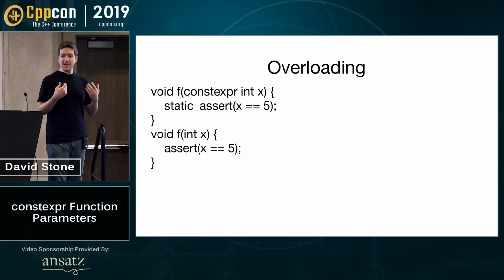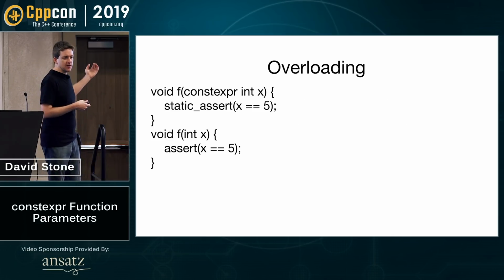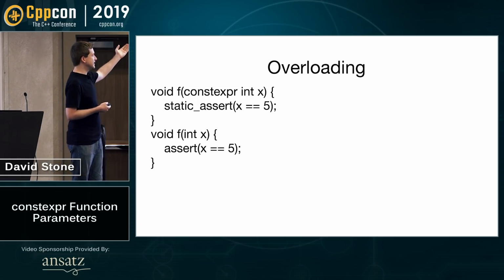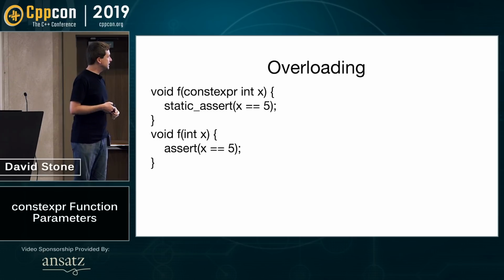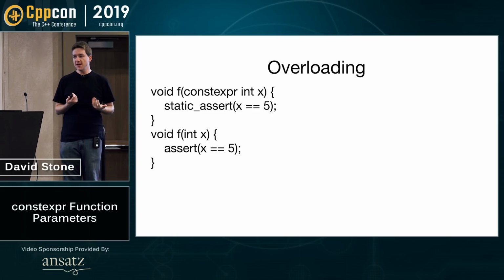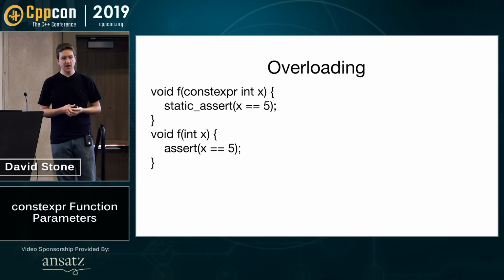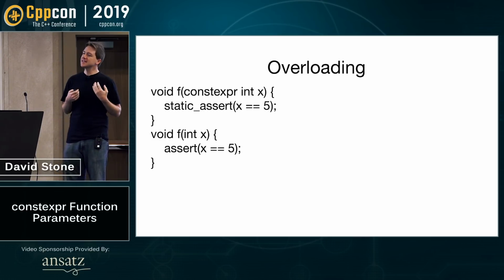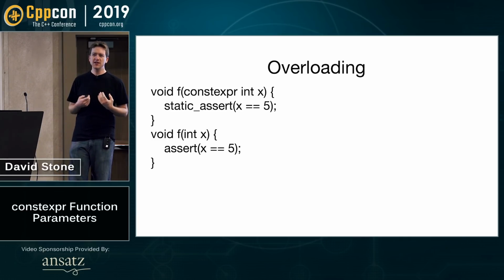The next thing that I'm proposing as part of this is the ability to overload on constexpr parameters. So if you have two functions f, one of them takes a constexpr int, the other one takes an int, then you will call the correct overload depending on whether you give it a compile time constant or not. It's really helpful. I'll go into some details of exactly why you would want this ability, the sorts of things that it allows you to do that you can't really express today.